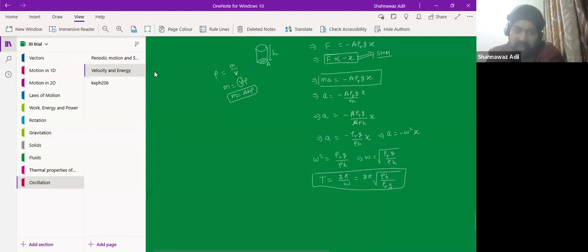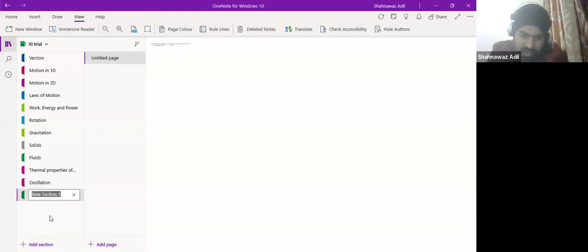So this chapter is over and we have done some questions as well, right? So now let us start the next chapter, and the first thing will be the understanding of velocity of wave and particle, right?